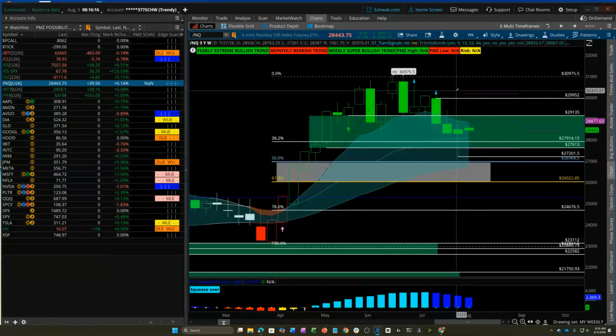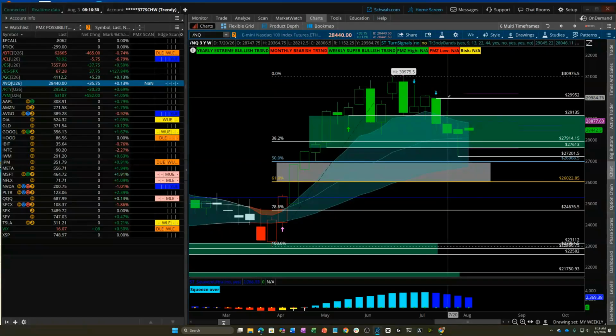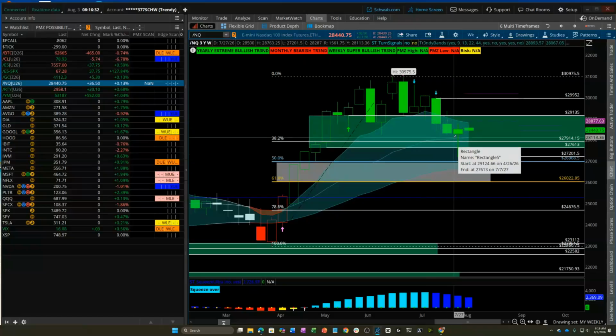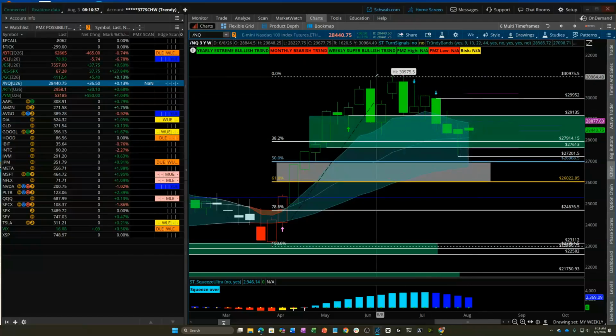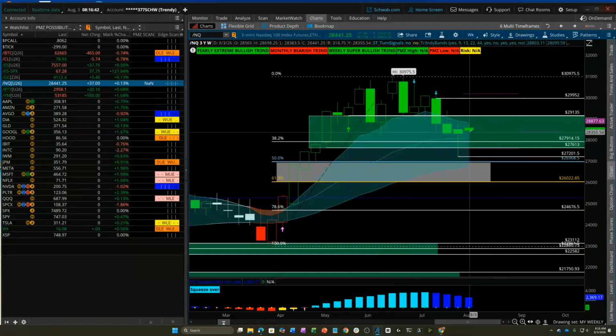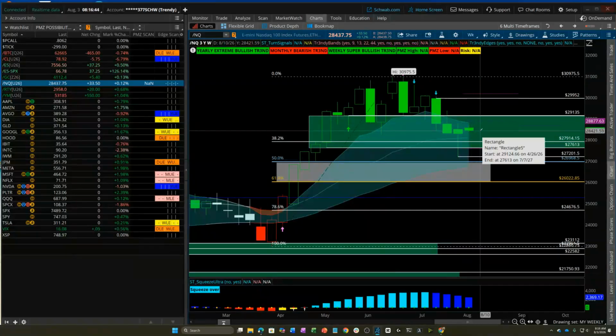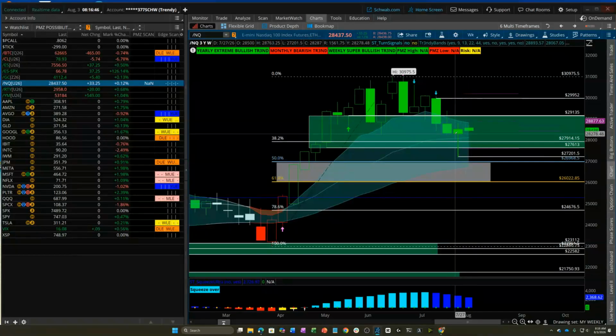Every single demand zone I had on weekly, daily, and 4-hour charts held on the Dow, even though you did see weakness, especially last week. The Dow's demand zones held, and the Dow is now back up in supply and back up towards the all-time high. So we continue to see relative strength in the Dow and weakness or more weakness in the NASDAQ.